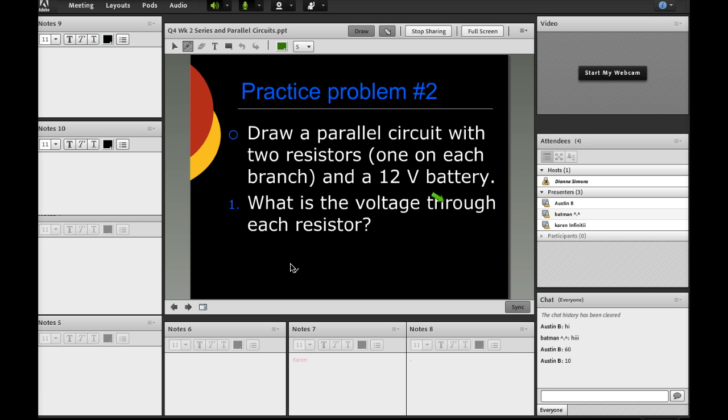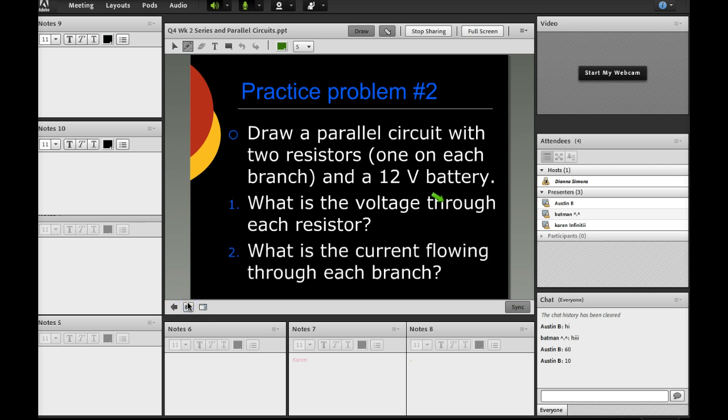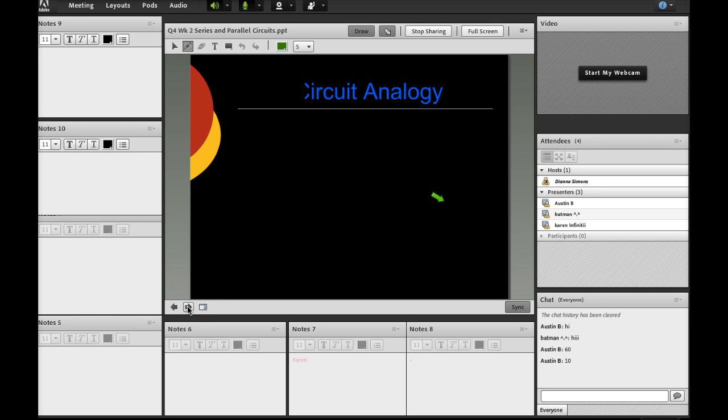You wouldn't have to calculate this one, you just know because it's given to you. But if you wanted to find it, voltage is equal to IR. All right, next one. What is the current flowing through each branch? We don't know the resistor, but it's 12 divided by R. Make sense? Yes. Whatever that R is.